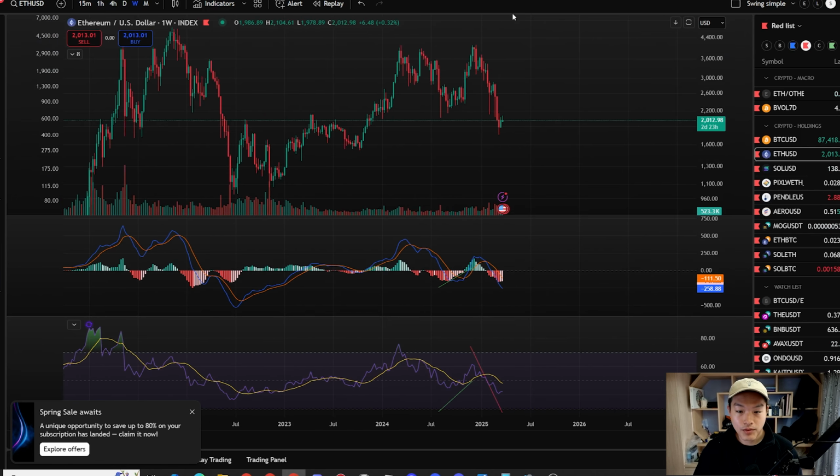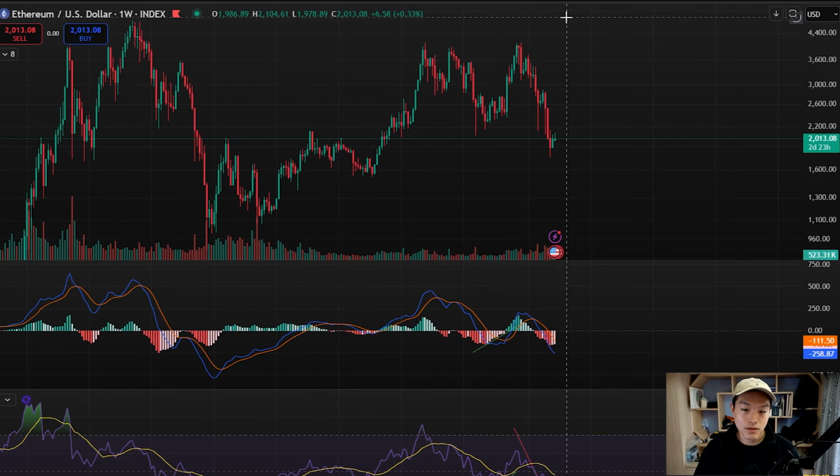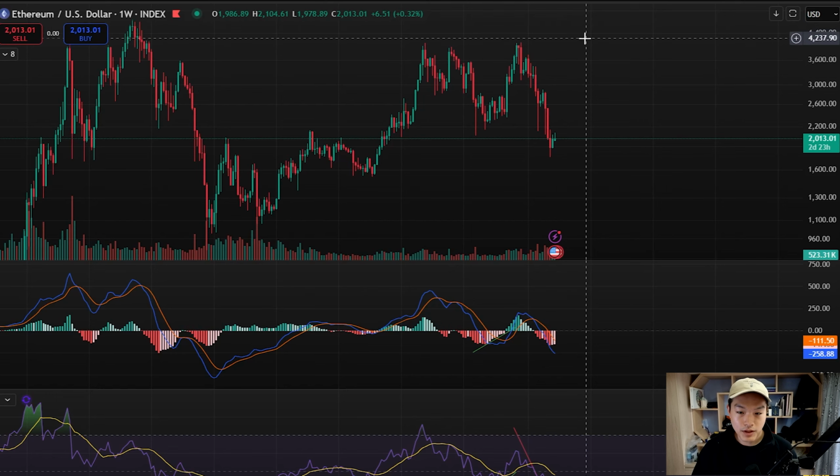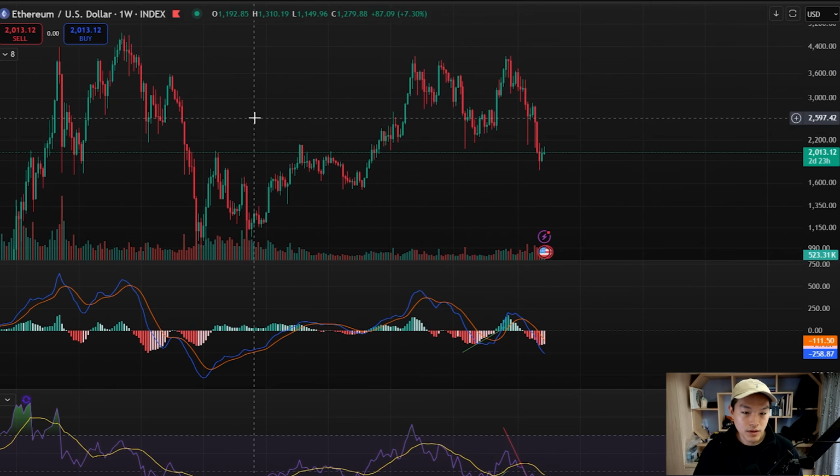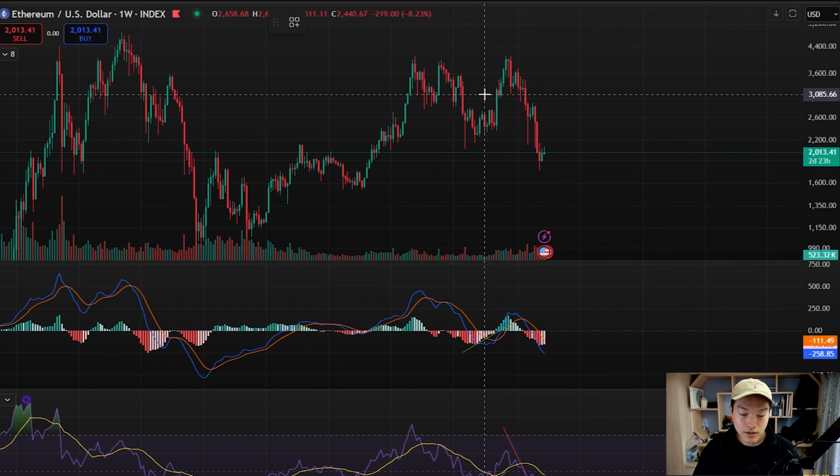So the first thing we want to do is start from the big picture. We want to look at the weekly chart or the monthly chart rather than the daily chart. The reason why I like doing that is because it forces me to think longer term, right? I'm looking at longer term price action. I'm not just looking at the daily, what's going to happen the next day.